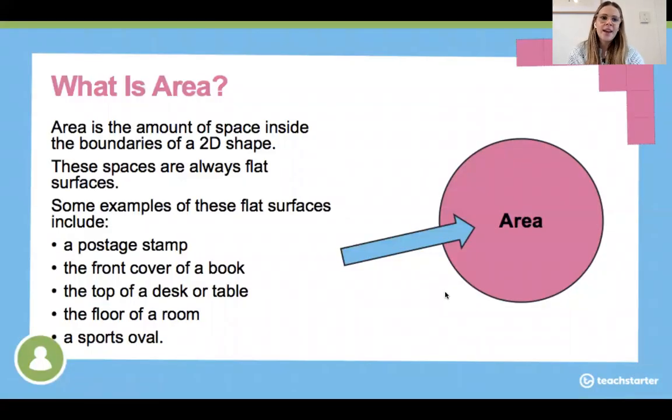So what is area? Area is the amount of space inside the boundaries of a 2D shape, okay? So it's the boundaries around the outside. The area is everything in between that 2D shape, okay? These spaces are always flat spaces, okay? So the area is the flat space on that two-dimensional shape. Some examples of these flat surfaces include maybe a postage stamp, maybe the front cover of a book, the top of your desk, the floor of a room, or a sports oval.